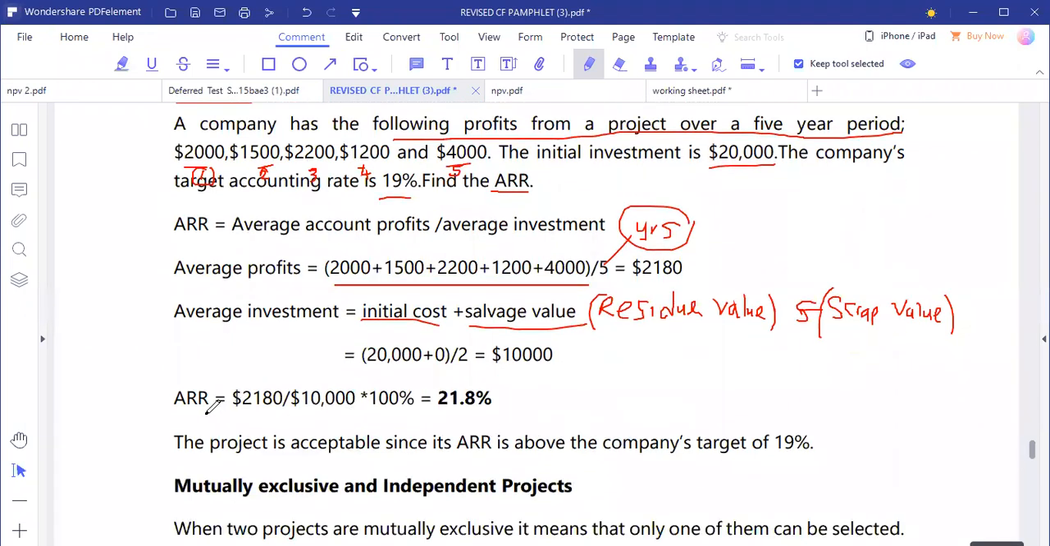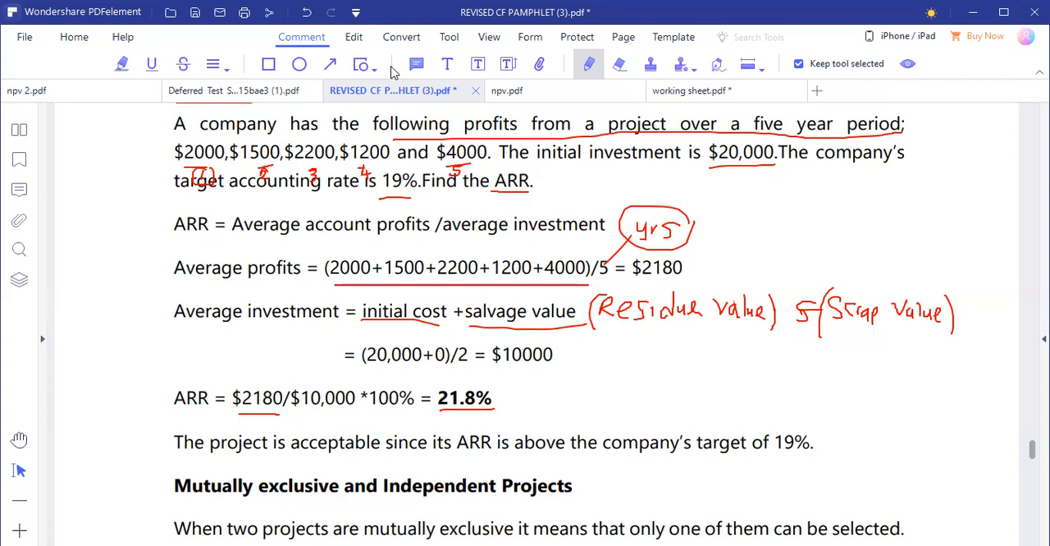10,000. So meaning our accounting rate of return is average profit of 2,180 divided by 10,000, then multiplied by 100. So we're getting 21.8%. So this one is okay because our target was 19% for the company's target accounting rate of return, but we have found 21.8. So it is worthwhile that we can accept this project because it's above our target value of 19%.